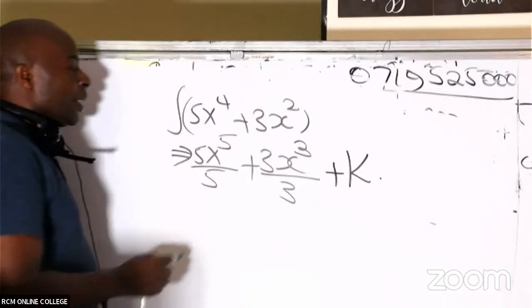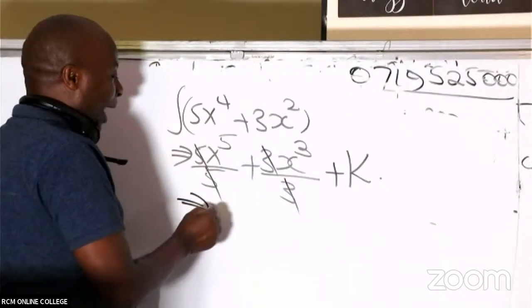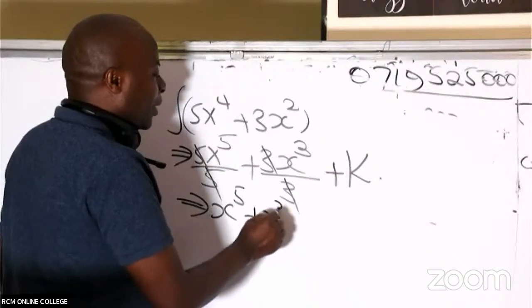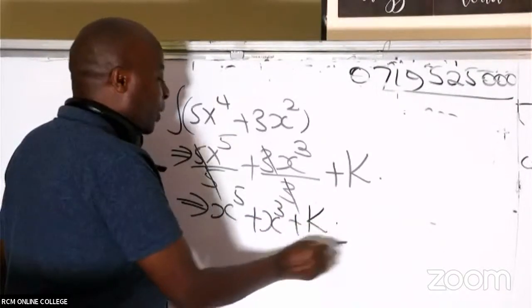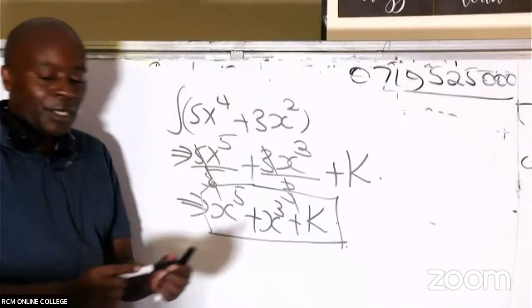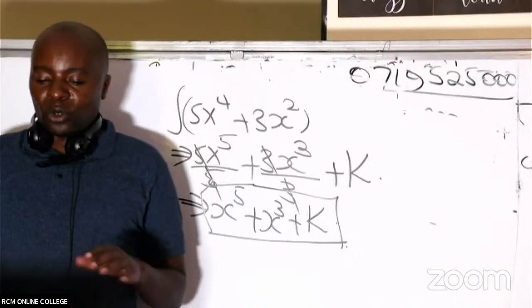So, ladies and gentlemen, this will cancel with this, leaving me with a final function of x raised to 5 plus x raised to 3 plus k. You must always have that k. Like differentiation, integration always has that k.